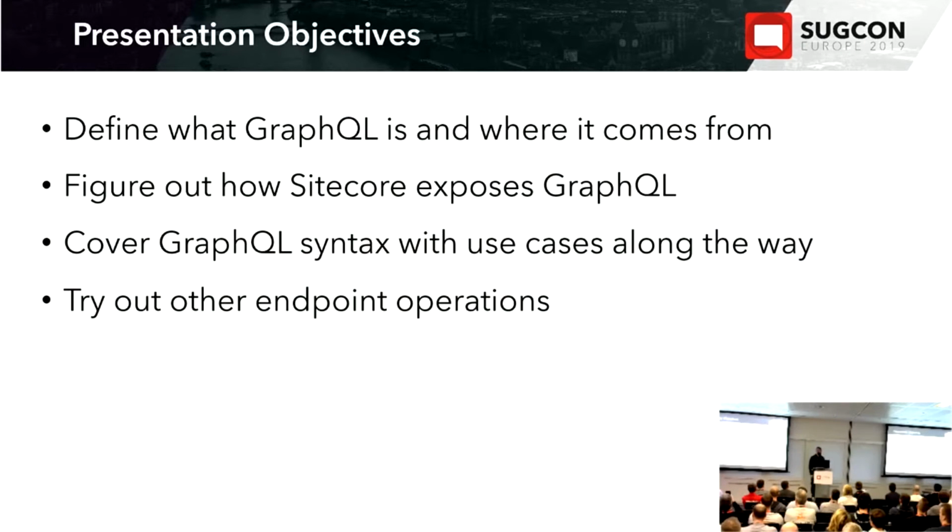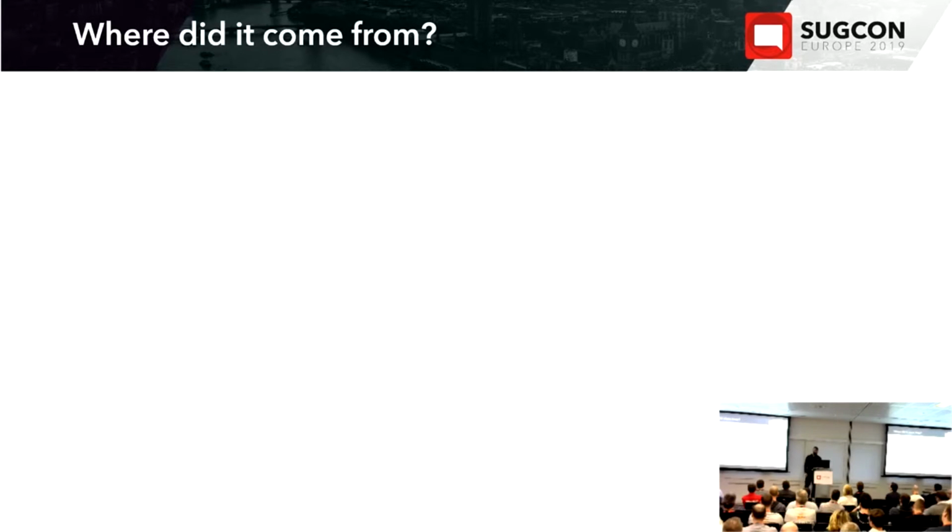The main things that people usually show are queries, but there are a couple other operation types as well. You can do subscriptions, which actually allow you to subscribe to operations with a WebSocket, and you can get requests pushed to you. The other operation type is a mutation, which allows you to push data and cause a change in the endpoint. So really quickly, where did GraphQL come from?